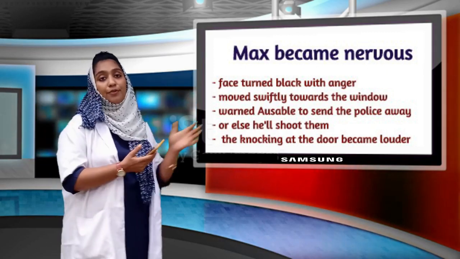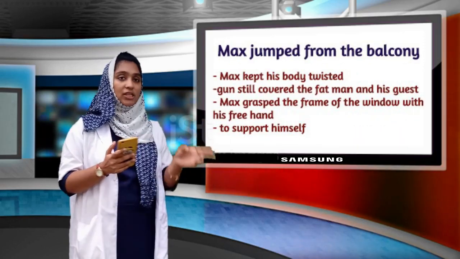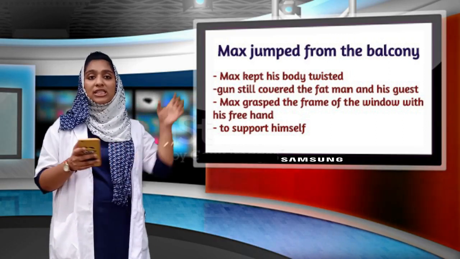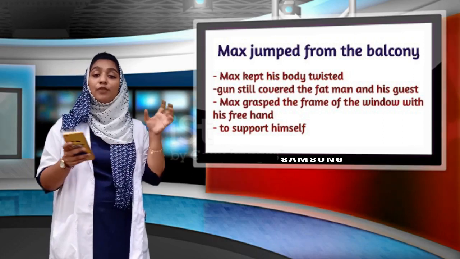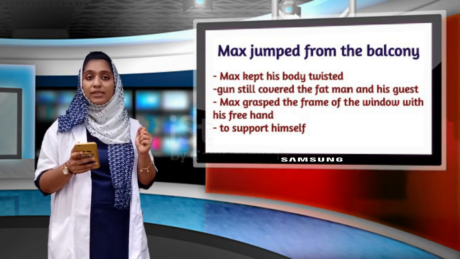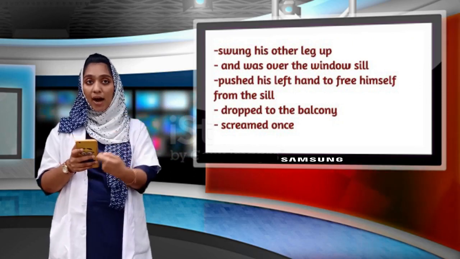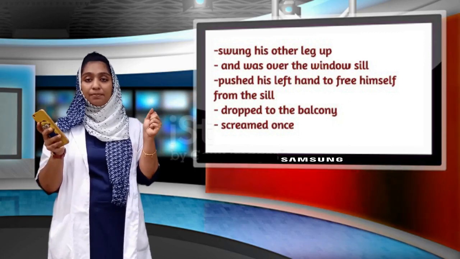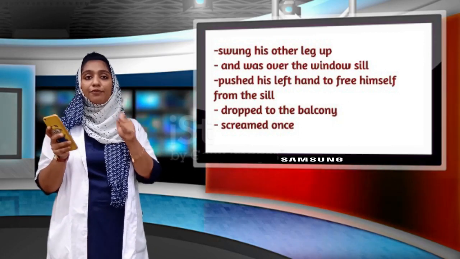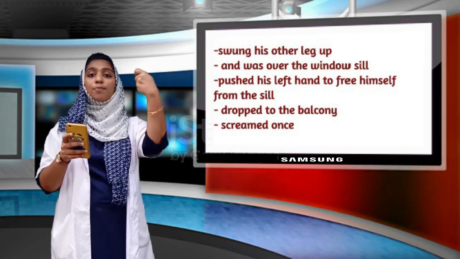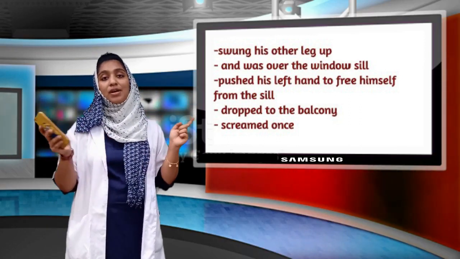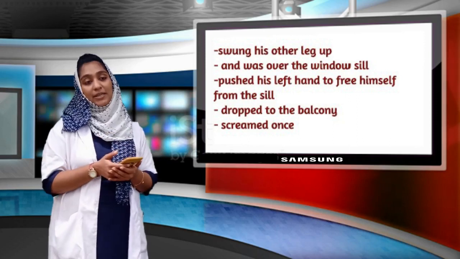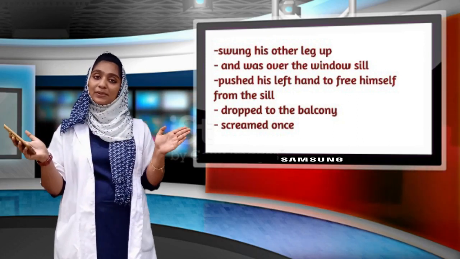Max jumped out onto the balcony. Max kept his body twisted. The gun was still pointing at the secret agent and his guest. Max grasped the frame of the window with one free hand to support himself, swung one leg up, caught the windowsill to balance himself, pushed himself with his left hand from the windowsill and dropped to the balcony. There was a scream heard. He jumped from the window onto the balcony, and only a scream was heard.